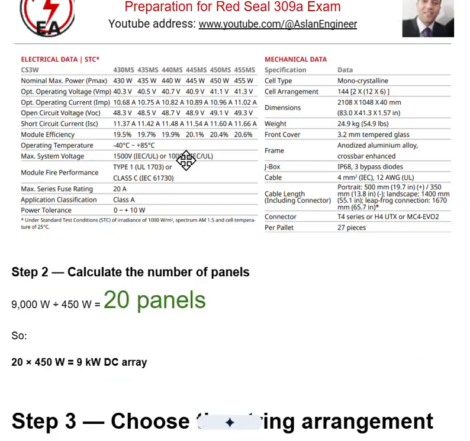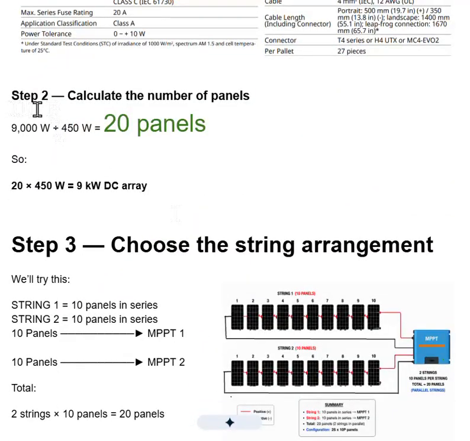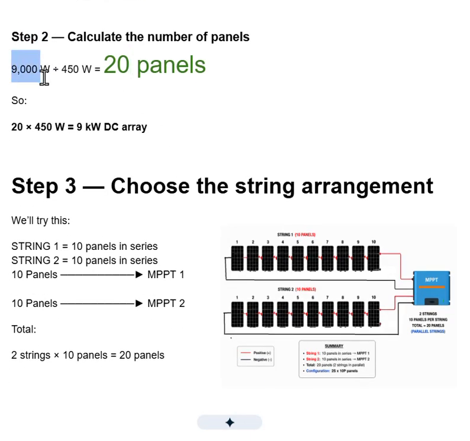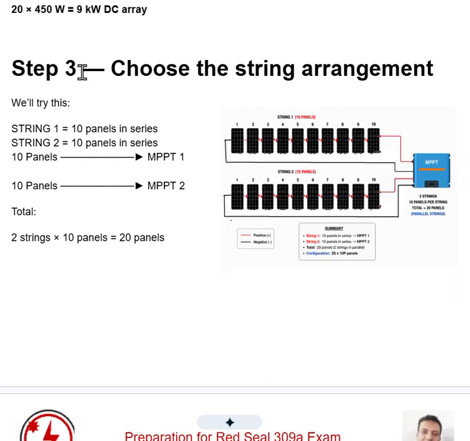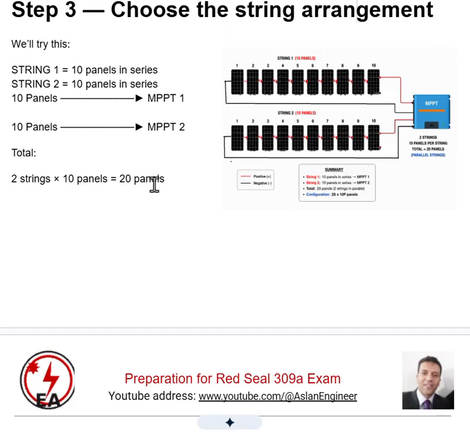So you can find here the calculations in some steps. Step 1, step 2, I calculated how many panels we need for this 9,000 watt system for the client. And then in step 3, I choose the string arrangement, which kind of string, because we want to get more efficiency from our panels. So in this case we use 10 in each series and 2 series. So we have 20 panels and 2 strings.